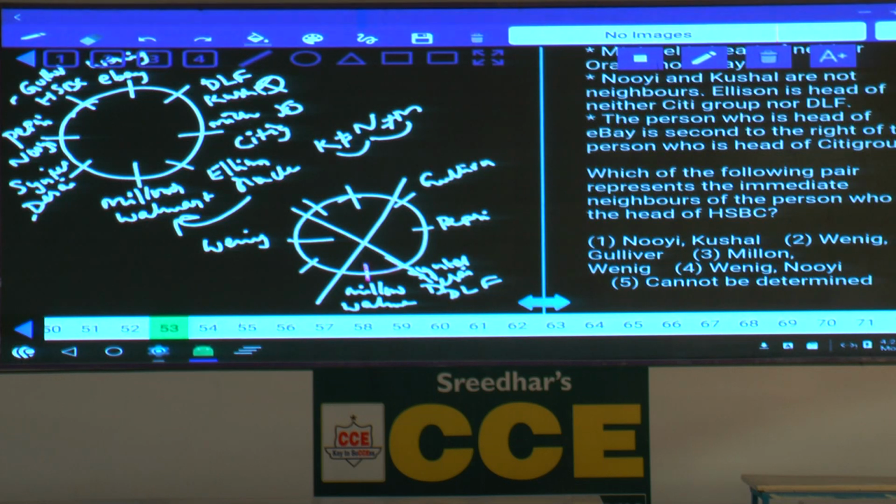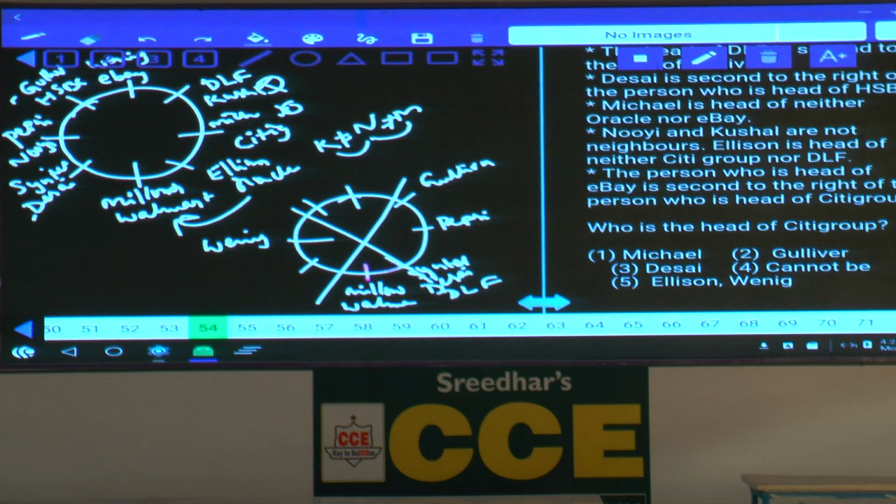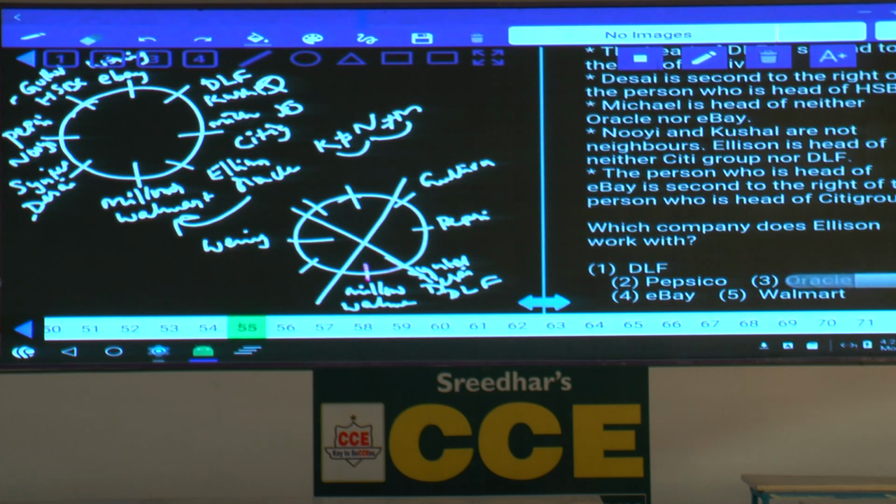Then question number 53. Which of the following pairs represents the immediate neighbors of the person who is the head of HSBC? Winning and Nui, that is choice 4. Then question number 54. Who is the head of Citigroup? Citigroup is Michael, that is choice 1. Then question number 55. Which company does Ellison work with? Ellison works with Oracle, that is choice 3. Now, this is about question numbers 51 to 55.